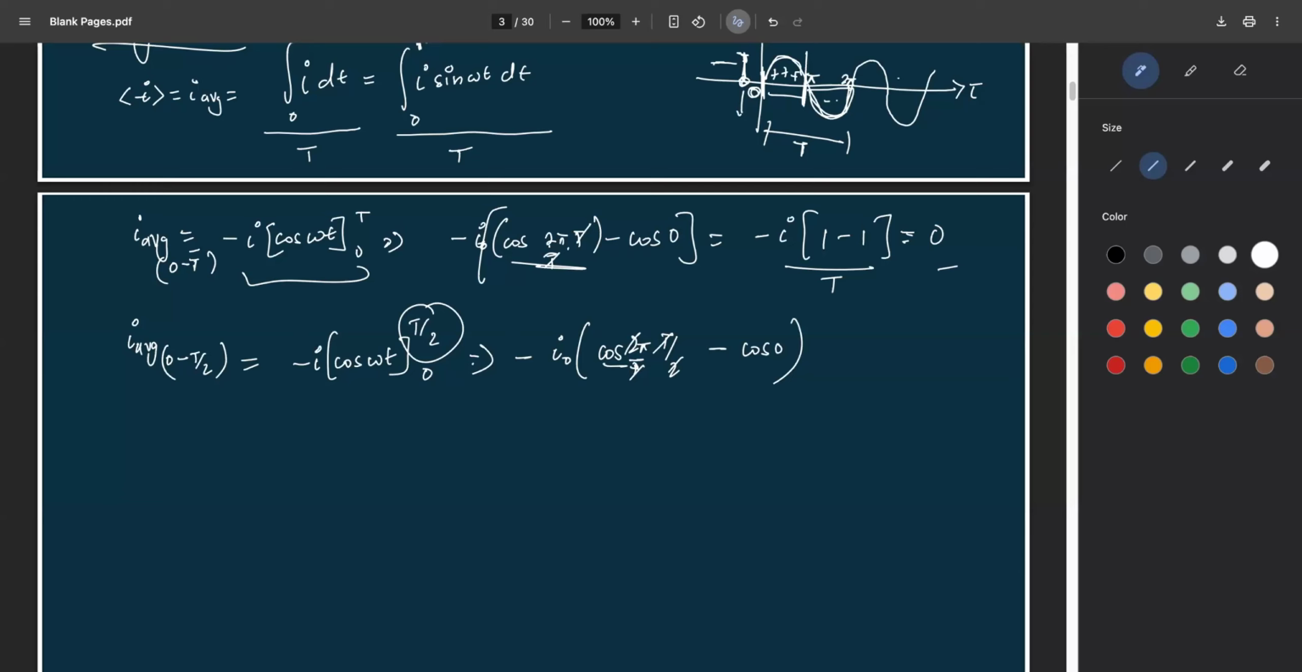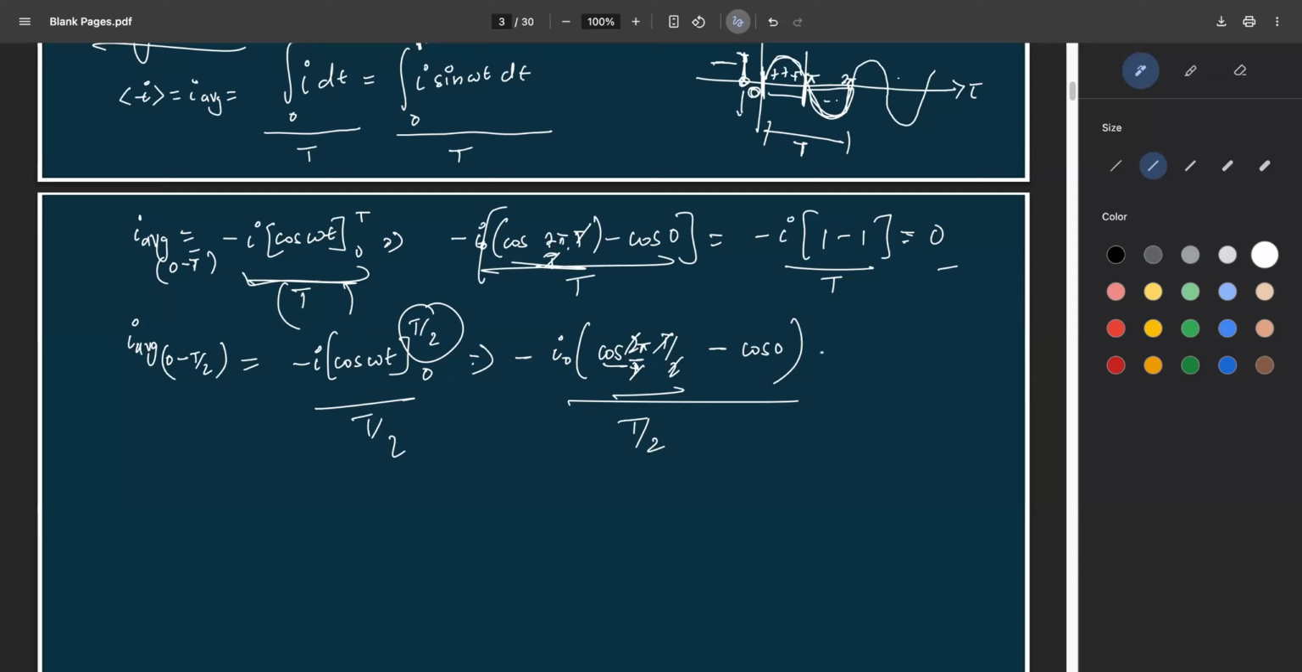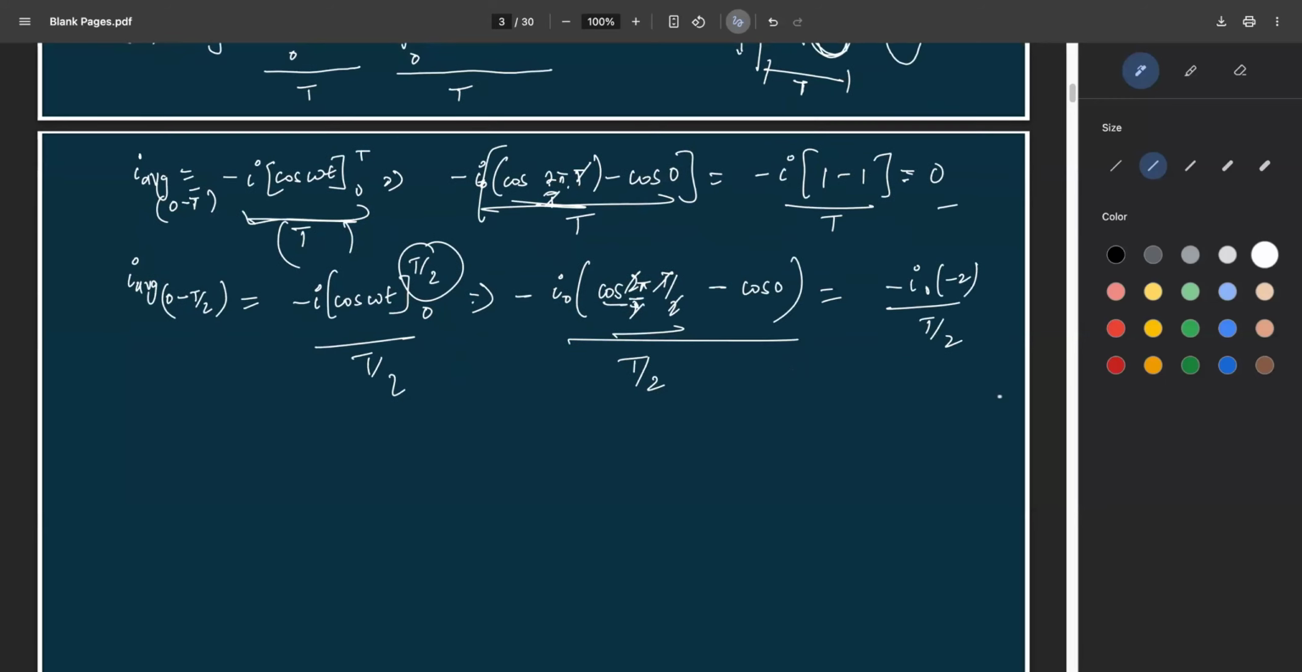Look at this carefully. This results in cos pi. What is the value of cos pi? Look, the cos graph looks something like this. And at the bottom there should be T by 2 also, because right now the integration of time goes from 0 to T by 2. So the bottom becomes T by 2. In the previous case it was only T; I should have kept that. So this becomes I naught minus 2 divided by T by 2, something like this. Is this clear, Krishna, so far?